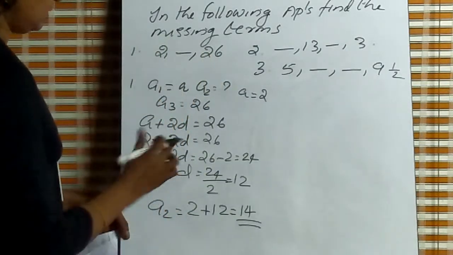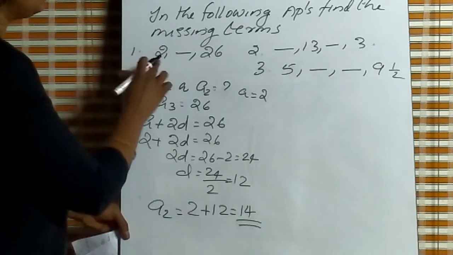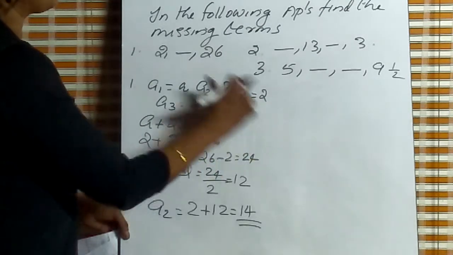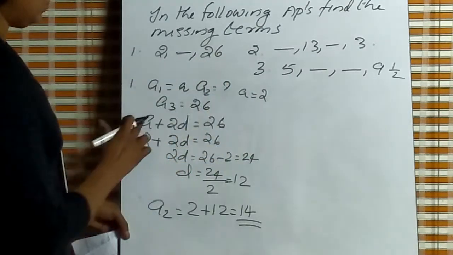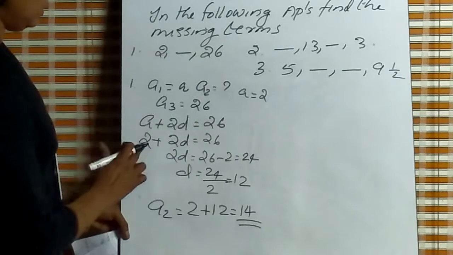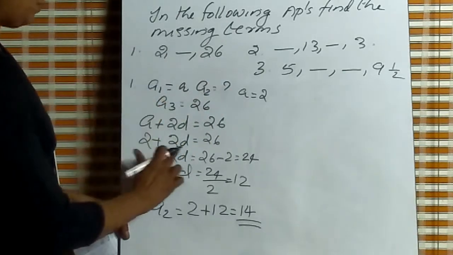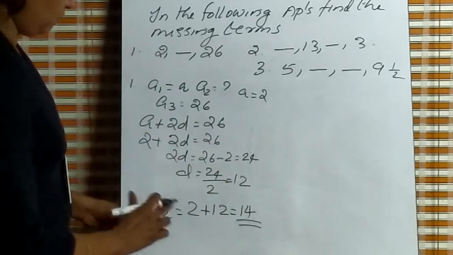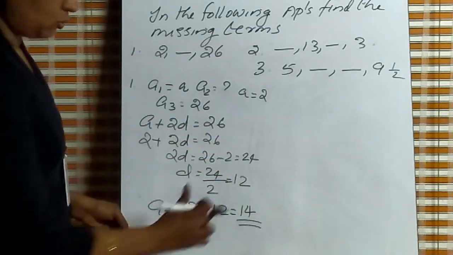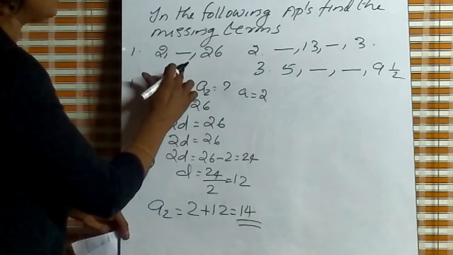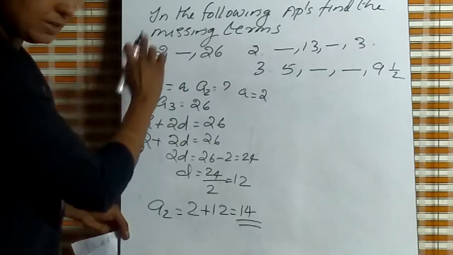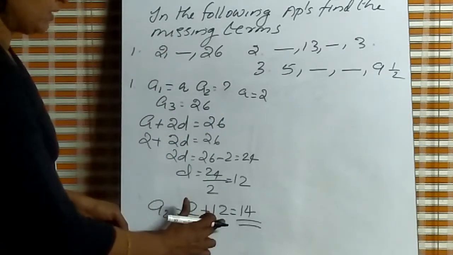A3 is 26. So A is equal to 2, and we have to find the second term. Given A is equal to 2 and A3 is equal to 26, means A plus 2D is equal to 26. So 2 plus 2D is equal to 26. 2D is equal to 26 minus 2, which is 24. D is equal to 24 by 2, which is 12. The second term A2 is equal to A1 plus D. A1 is 2, 2 plus 12, so 14.